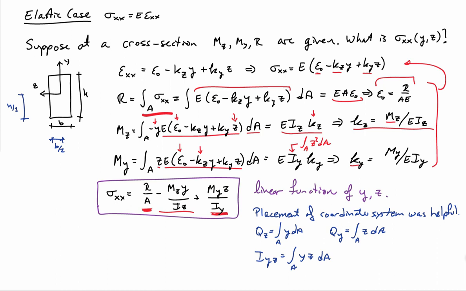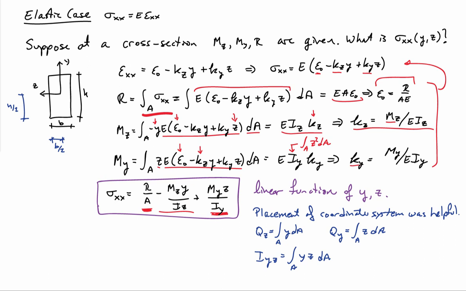Note also that the placement of the coordinate system was really useful. In particular, I placed my coordinate origin so that the first moment of the area about the z-axis, qz, was equal to 0, and the first moment of the area about the y-axis, namely qy, was also equal to 0. And that the cross moment of inertia Iyz, which is the integral of y times z over the cross-section, would also be equal to 0. If you don't place your coordinate frame in a situation where these three integrals are equal to 0, then those terms appear in your relationships, and you'll have to solve a system of equations to determine epsilon naught, kappa z, and kappa y.